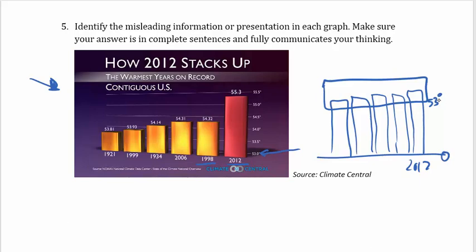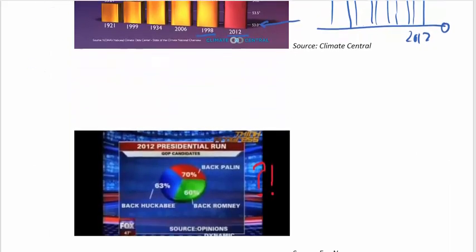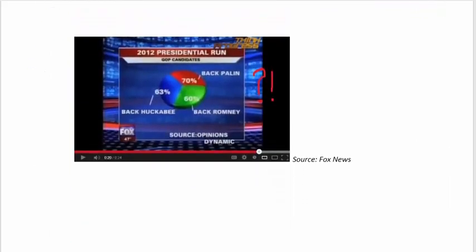So not starting at 0 is called a compressed graph, and compressed graphs are everywhere. I'm sure every single day you could look at the newspaper or on the television when they present graphs, and you'll see a ton of these compressed graphs used to mislead. All right, let's take a look at this.